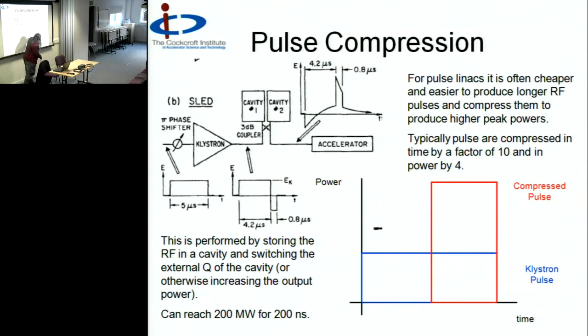So pulse compressors can give you more power for a shorter pulse length, but you need to actually produce that power for the pulse length. So the 50 megawatt Klystron isn't going to run more than 2 microseconds. So it means after the pulse compressor, the best you can do is 200 nanoseconds out.